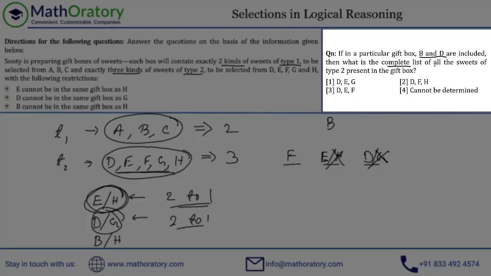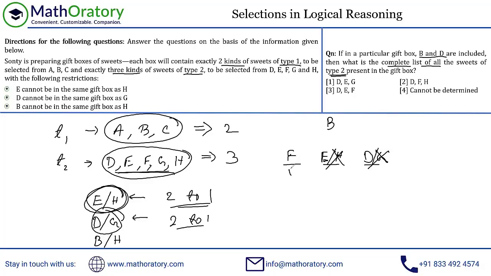What is the complete list? Coming back to the question, what is the complete list of all the sweets of type 2? So type 2, we already know, right? F, E, D are selected. So option 3 should be the answer here. So D, E, F have to be selected. So pretty straightforward questions. I hope you understood. This is what I was talking about.